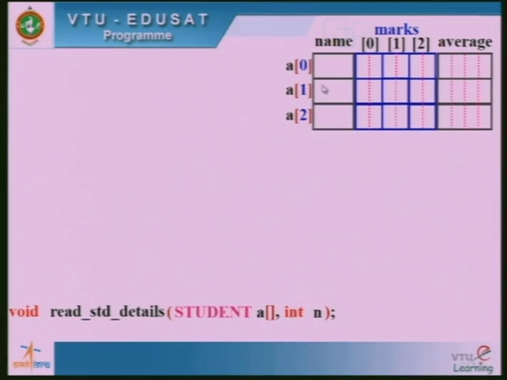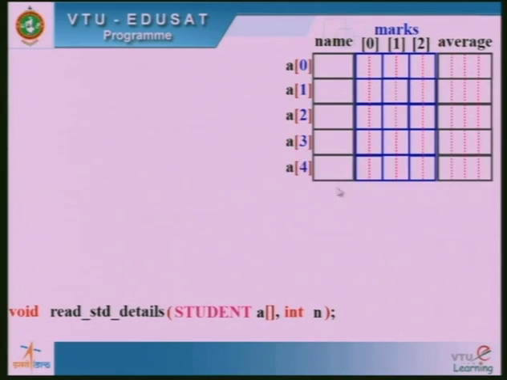Okay, now here 3 student information is available. Let me add one more. I can write a of 3. To get one more student information, I can say a of 4. Now here tell me how you access this field name. You can say a0.name. How you can access this field? a1.name. What about this? a2.name. This is a3.name. This is a4.name. So instead of writing a0.name, a1.name, a2.name, a3.name, a4.name, in general let me use a of i.name.